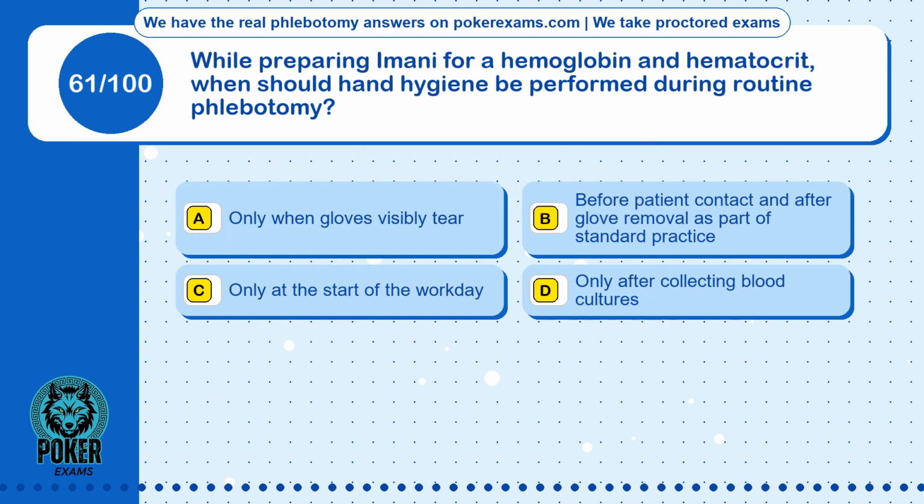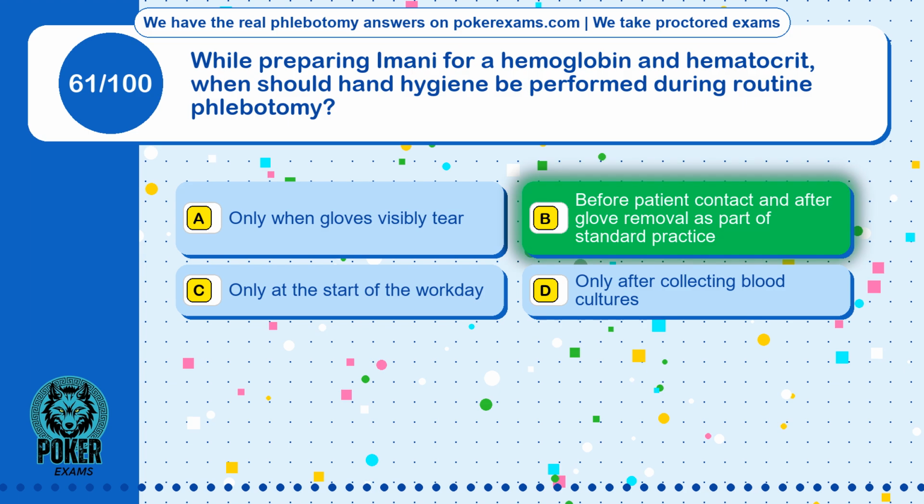Question 61. While preparing Imani for a hemoglobin and hematocrit, when should hand hygiene be performed during routine phlebotomy? Option A. Only when gloves visibly tear. Option B. Before patient contact and after glove removal as part of standard practice. Option C. Only at the start of the workday. Option D. Only after collecting blood cultures.